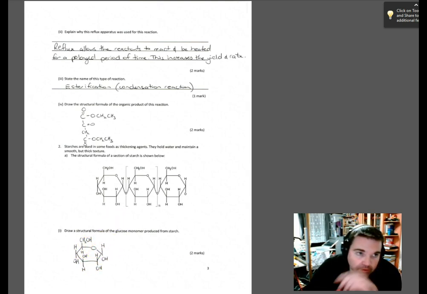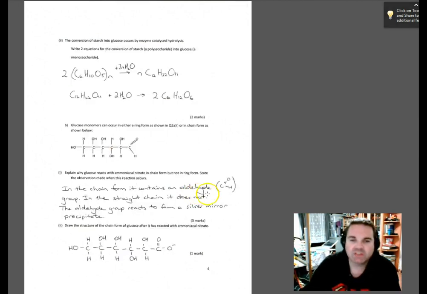The question asks to explain why in the straight chain form it reacts with ammoniacal silver nitrate. Ammoniacal silver nitrate is purely for reacting with aldehydes. So as soon as you see ammoniacal silver nitrate, you think Tollens test, you think silver mirror. The straight chain form here has an aldehyde group, so it will react, whereas in the chair structure the aldehyde is gone, so there's no reaction.